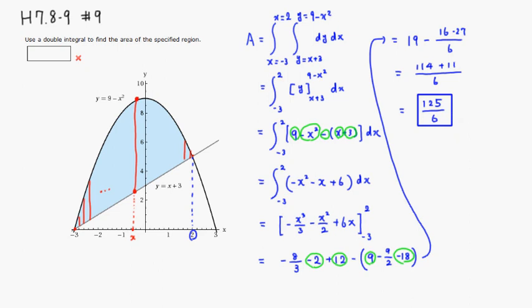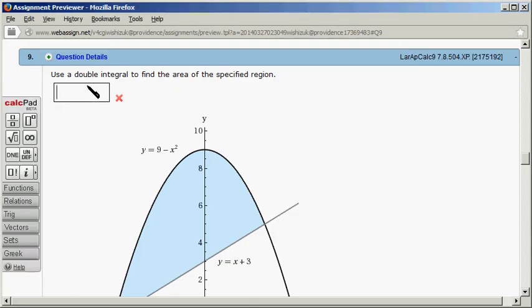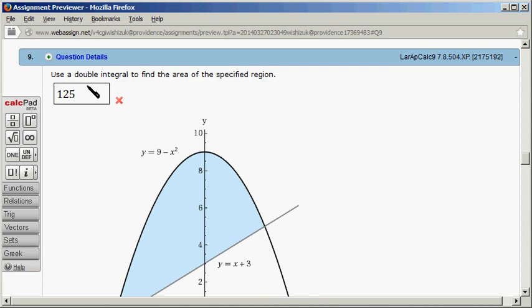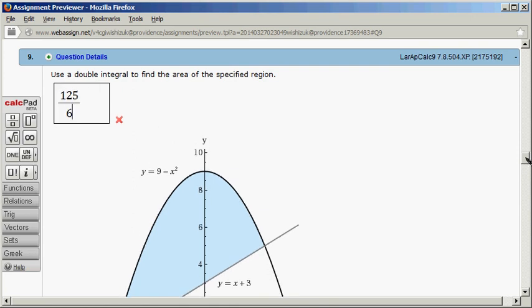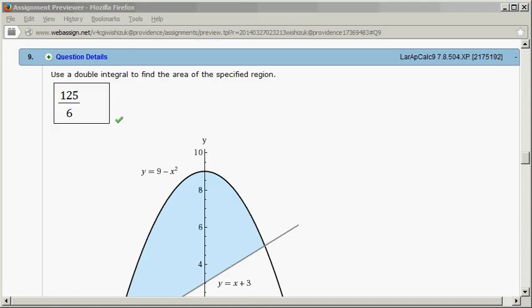Alright, let's check. The answer we got was 125 over 6. Let's submit for testing. It came back and looks like we got this one correctly. Alright, that's it. I hope that this was clear.